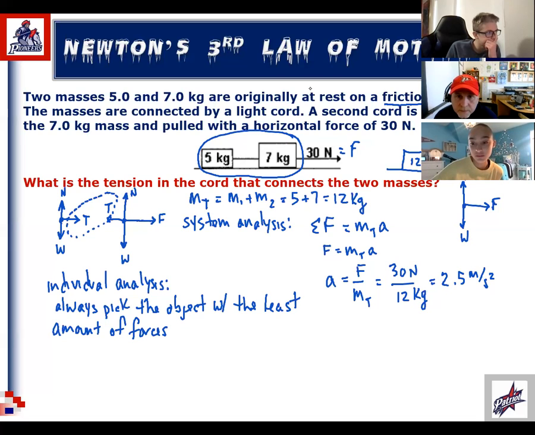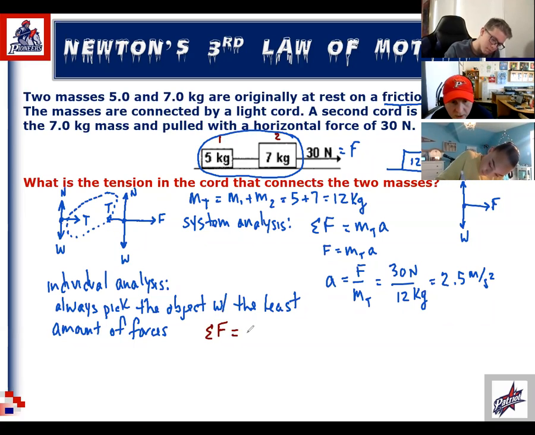So let's use the one on the end. But essentially, whenever you're pulling, it's the one on the end. Whenever you're pushing, it's the one that you're pushing. Or no, sorry, it's the one that's being pushed. So I'm calling this object 1, right? This is object 2. So I'm going to say the sum of the forces on object 1 in the x direction equal m1a. And so I know that this is T, right? This equals m1a.